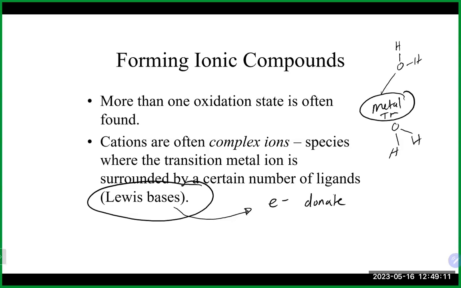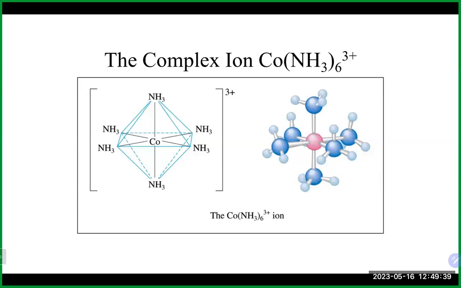like water. In order to donate a pair of electrons, you've got to have some electrons to donate, and that's true for water. It also helps to be polar, which water is, a polar molecule. It helps in donating. Also things that have negative charges are things that have extra electrons, so they're really good at being Lewis bases. So things like chloride, Cl-, is a good Lewis base because it's able to donate those electrons. And that's what we see here.